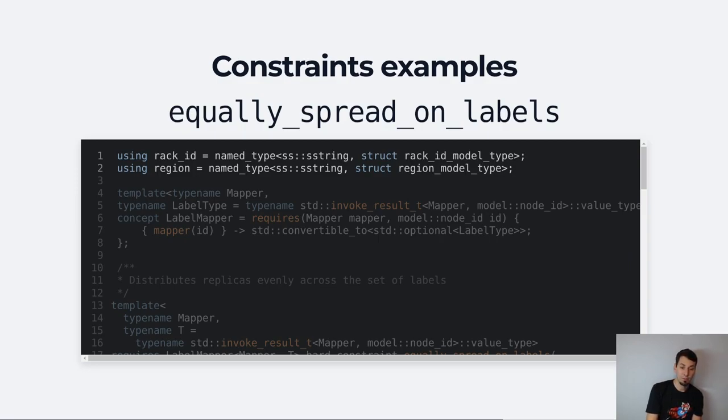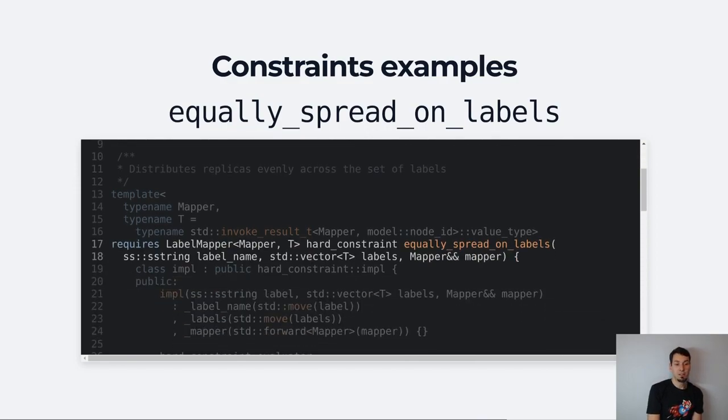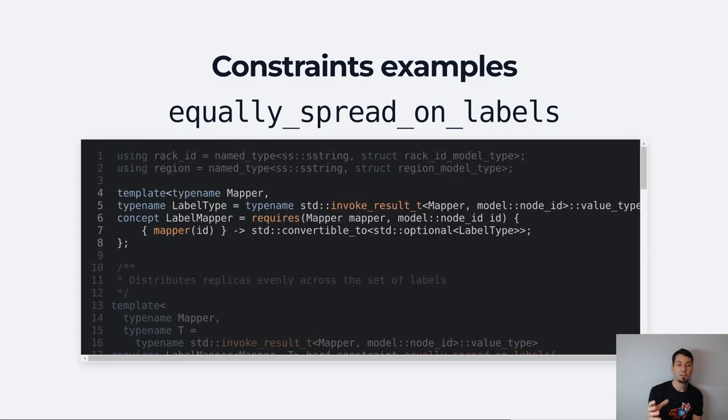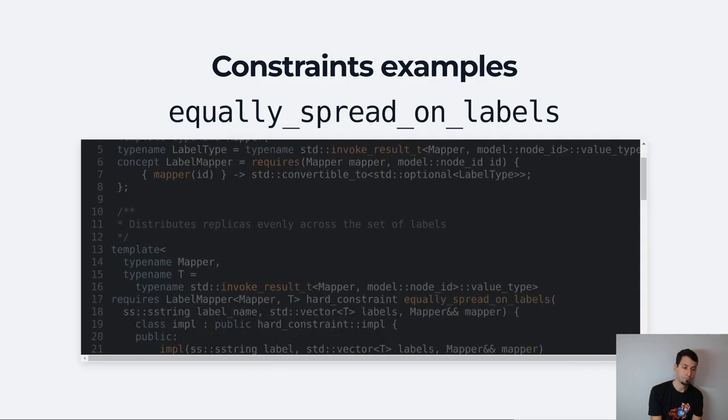And this forces us to use some generic code to not have to define it for different types. This is a constraint that equally spreads partition replicas on a given label. It accepts the label name that can be either rack or region. It's used for debugging and logging purposes. Then a vector of possible labels where we want the replicas to be distributed, and a mapper function. A mapper function maps a node to a certain label, like a region or rack. When a node is not assigned to either label, it returns an empty optional.